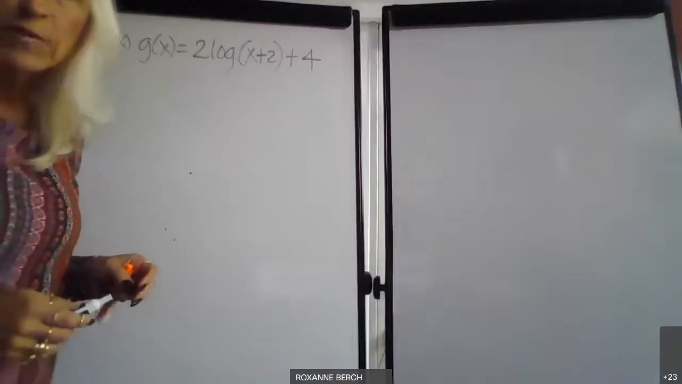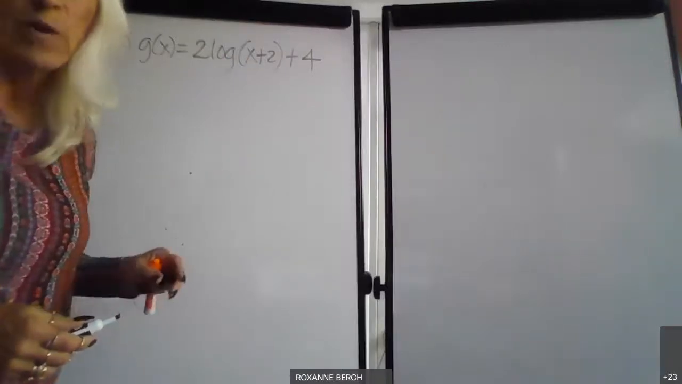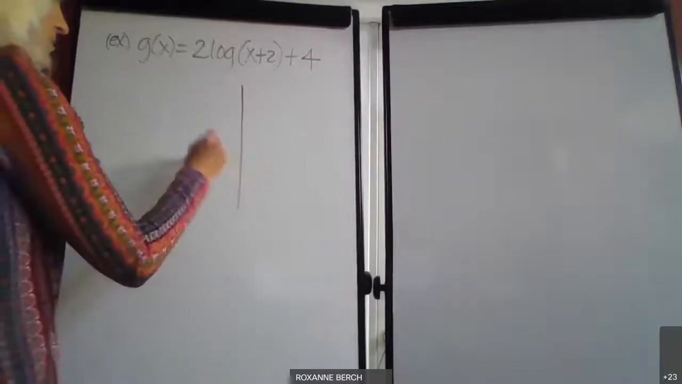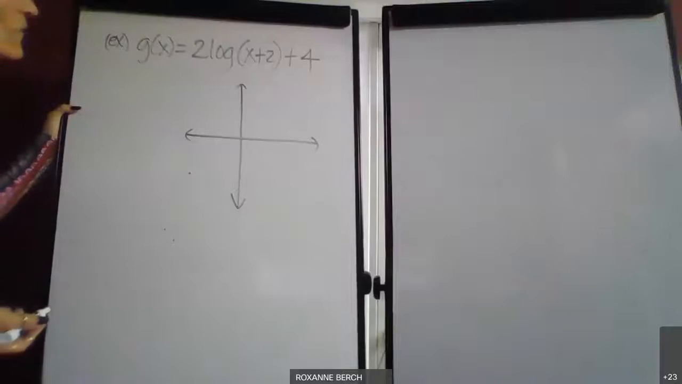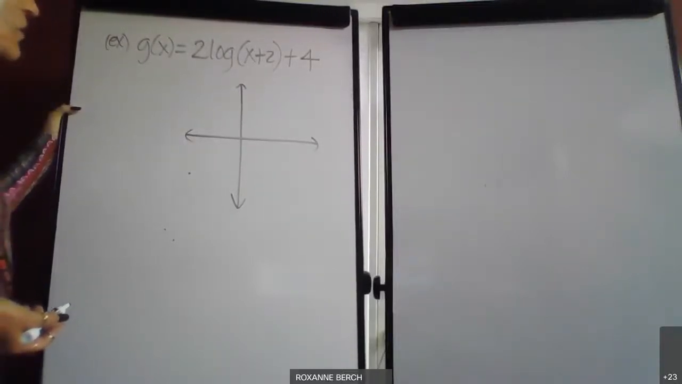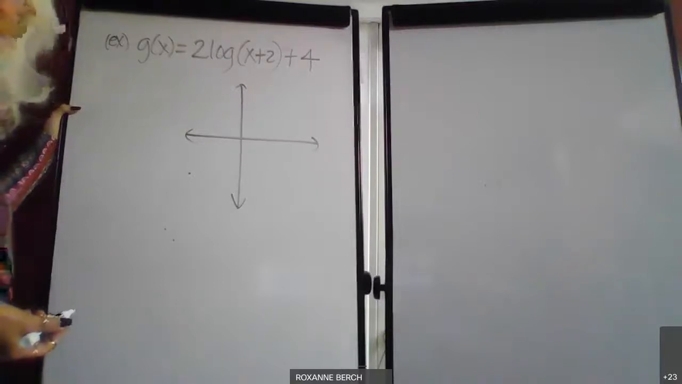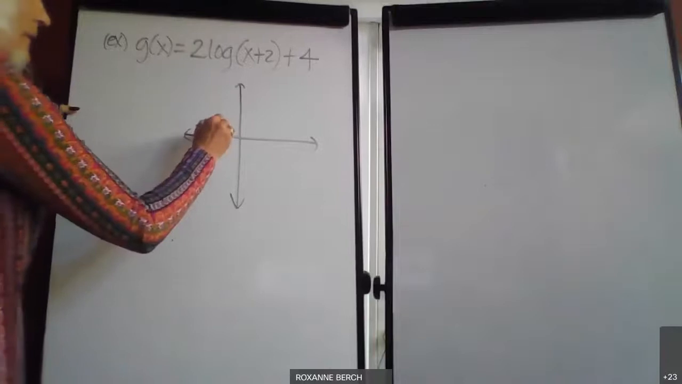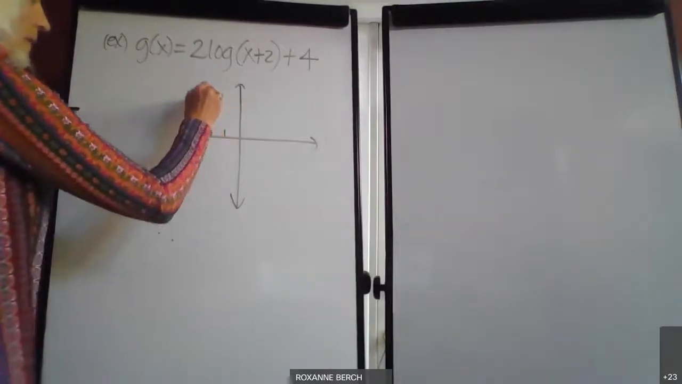Okay, can somebody read off your transformation really quick? I'm not going to write it. What was the transformation? I got left 2, vertical stretch by 2, up 4. Right. All right. I'm also not going to graph the parent, so I'm only going to graph G. What is the vertical asymptote for G? X is equal to -2.